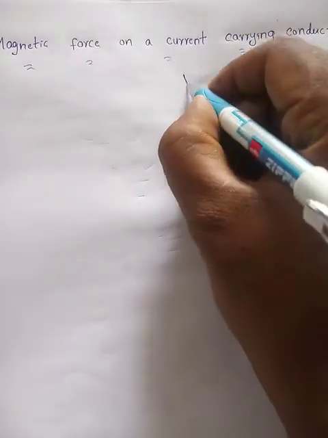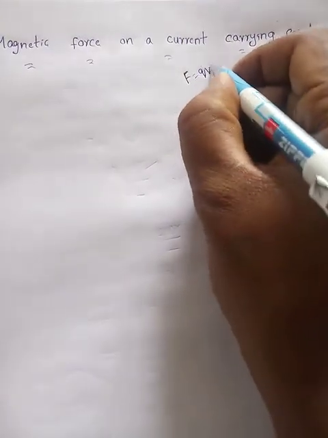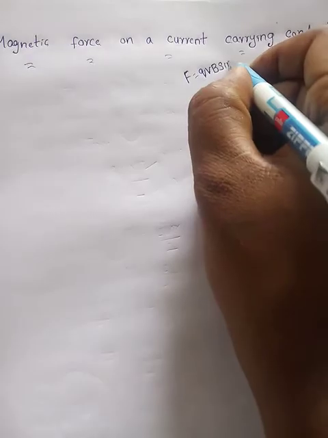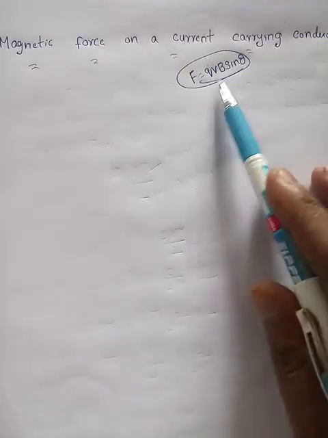So, we should not confuse here force on a charge. The force on a charge, a moving charge, only one charge, is what? QVB sin theta. Force on a charge is QVB sin theta. Here we are going to calculate the magnetic force on a current carrying conductor, not on a charge. Already on a charge we know that F is equal to QVB sin theta. So, you should not confuse here.